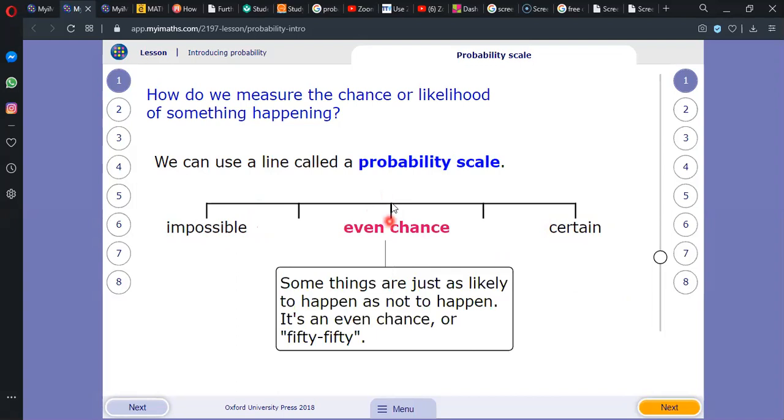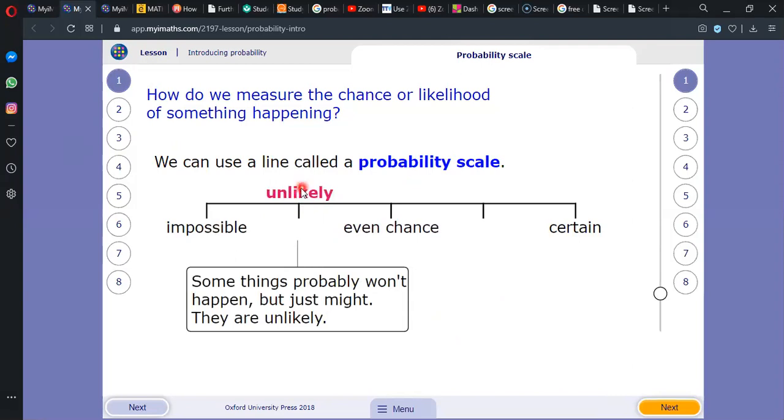In the middle of my scale, right here, we have what is called even chance. Some things are just as likely to happen as not to happen. It's an even chance. Or we simply say a 50-50. Now, this simply means that they have equal chances of happening, okay? It's either it happens or it doesn't happen equally.